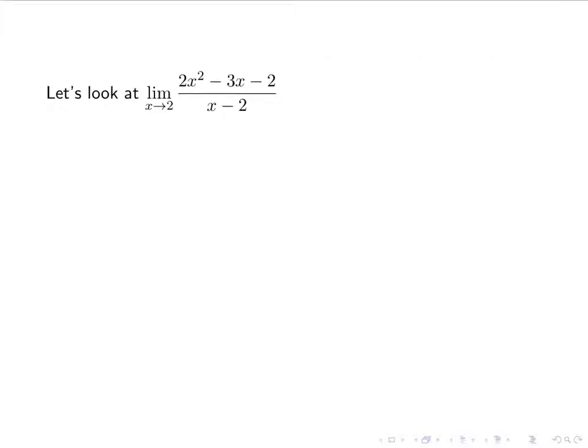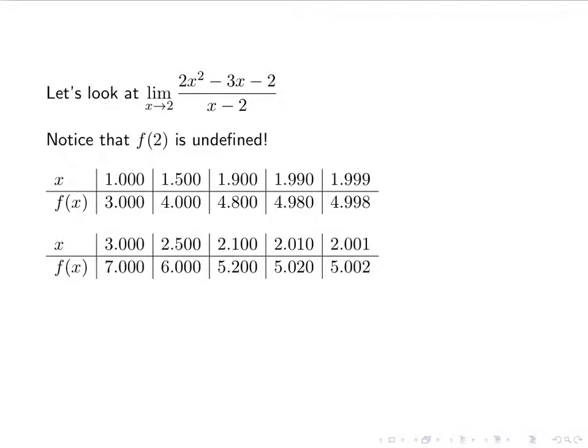Let's look at the limit as x goes to 2 of 2x squared minus 3x minus 2 all over x minus 2. Notice that f of 2 is undefined, so I can't just plug in 2 and then be done with it. But what I can do is, again, make a table. So I've got the same x values, x getting closer to 2 from numbers smaller than 2, and x getting closer to 2 from numbers bigger than 2. And then I've plugged in f of x, and I get the following: 3, 4, 4.8, 4.98, 4.998, and then 7, 6, 5.2, 5.02, 5.002.